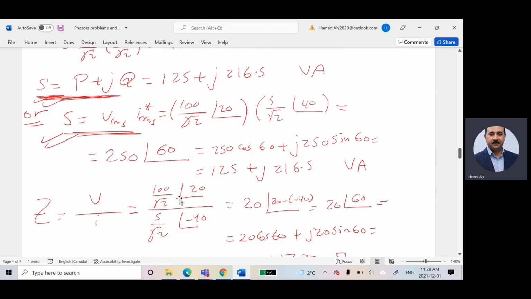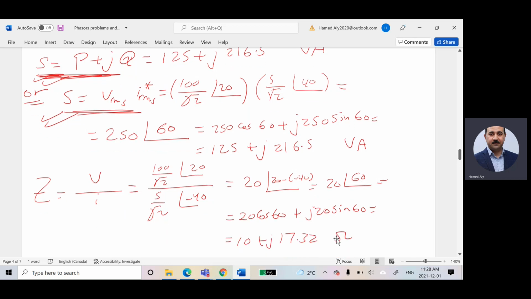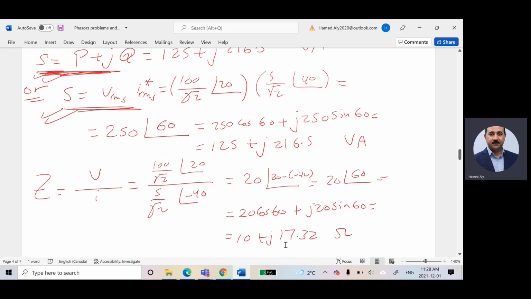So V is equal to that, and I is equal to that guy. So I will divide magnitude over magnitude. It will be 100 over 5 because root square will be cancelled. It will be 20. And for division, I'm subtracting the angles. So 20 minus minus 40, it will be 60. Then I will write this in rectangular format, 20 cosine plus J 20 sine. I got this number and this number.